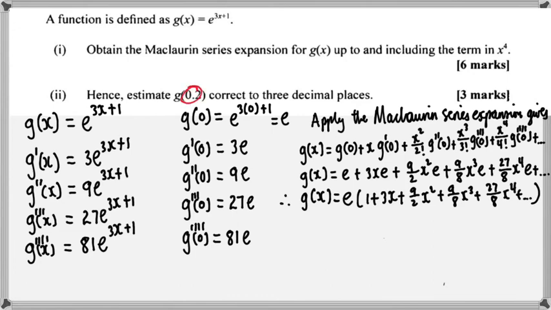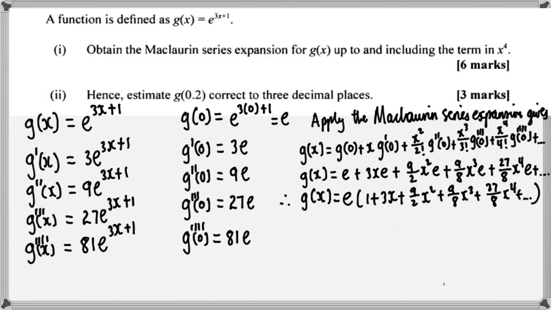You cannot just take 0.2 and plug it into the original function. That would give you almost the exact answer, and you wouldn't get any marks for that. The hence here is basically where they're saying use the Maclaurin series expansion to estimate g of 0.2. So we need to use the Maclaurin series expansion to get our marks. So wherever I had x, I would substitute, because g of x is equal to this expansion here. All I have to do is substitute 0.2 for x in each term, and then plug that into my calculator. And I should get an estimate for g of 0.2.